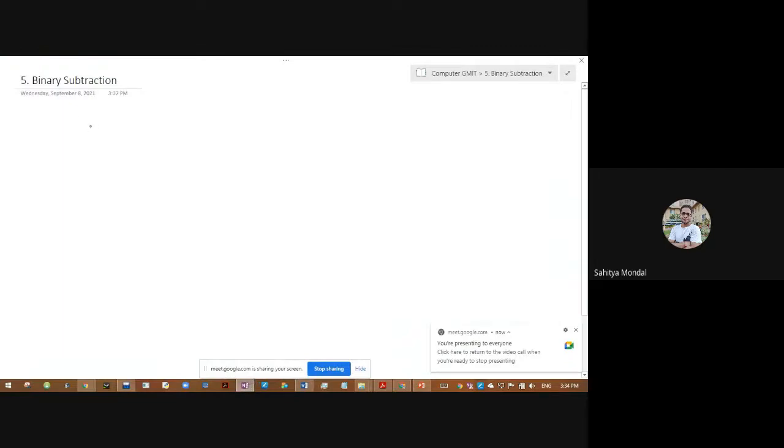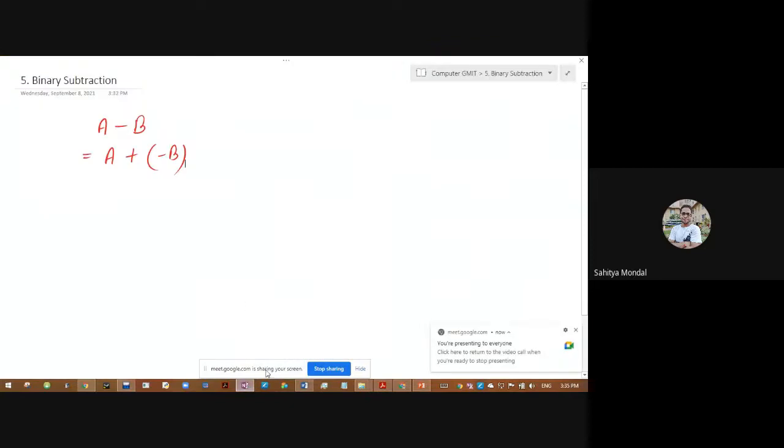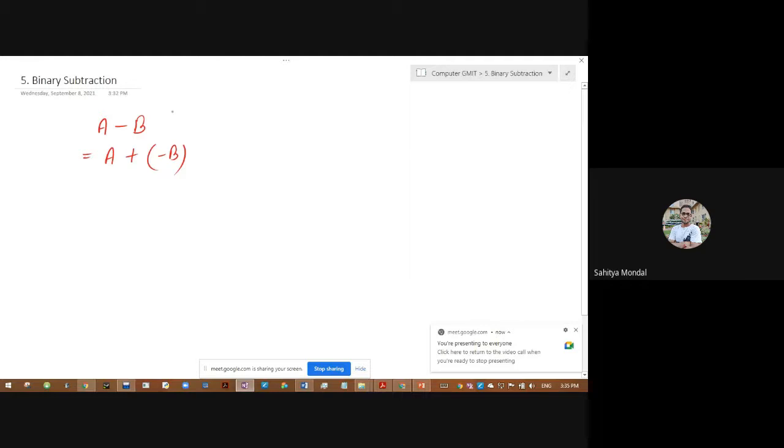So let's say we are going to subtract B from A. We can rewrite that statement as A plus minus B, right? So what we are actually doing is representing B as a negative number. After that, we add A with negative B. Then we will get the precise subtraction result.